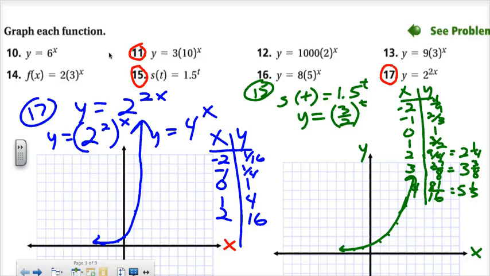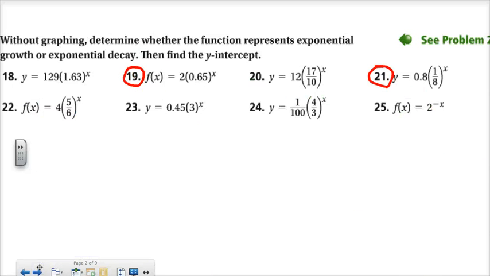All right, on the next page, it says, without graphing, determine whether the function represents exponential growth or exponential decay, and find the y-intercept. So for number 19, I'm looking at what it is they're raising to the power there, and that's 65/100ths. So this is going to be decay, because growth would be above 1.